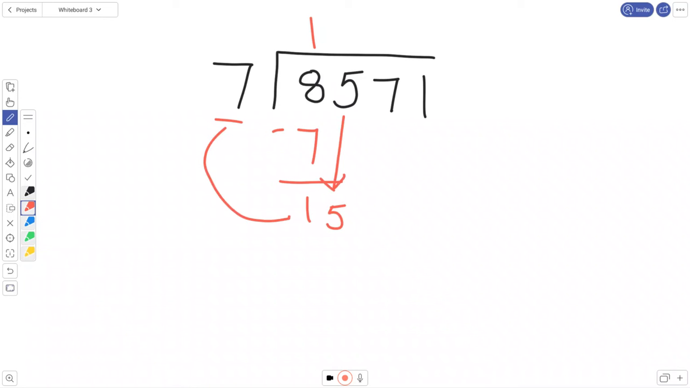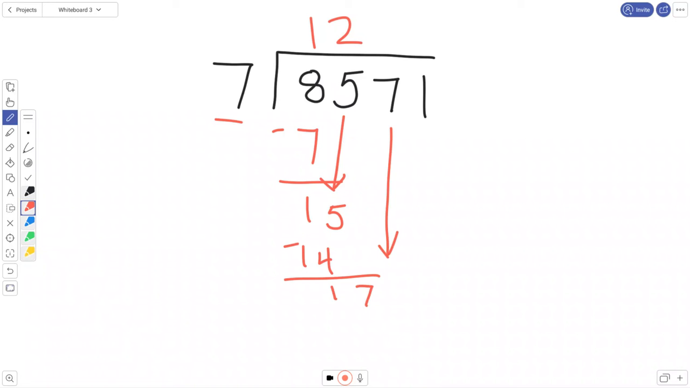How many times does 7 go into 15? Well, I know that I can get to 14, which is 7 times 2. 7 times 2 is 14. I put that below. I do my subtracting. Drop my 7. All right, the next one.